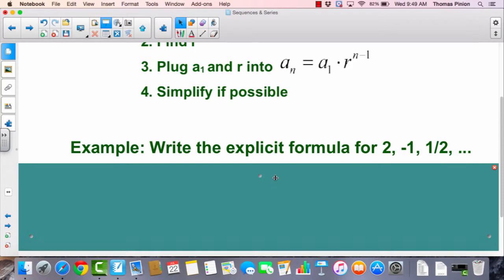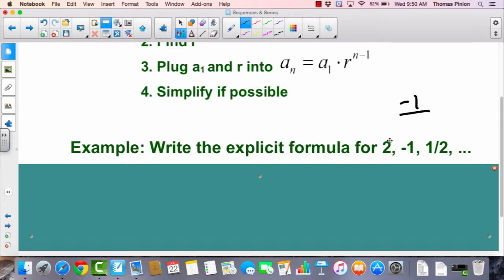Write the explicit formula for 2, -1, and 1/2. Now do notice that the signs are changing here. So if we have to find what r is, we take the second term, -1, and divide by the term preceding it, 2, the term before it, we get -1/2. That is our r value. Our first term is 2, so that's A sub 1 equals 2.